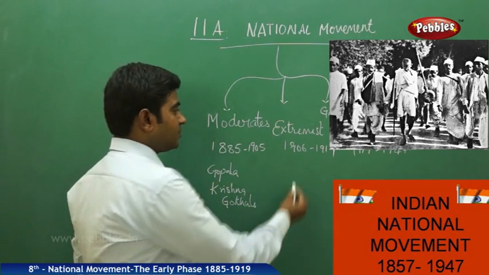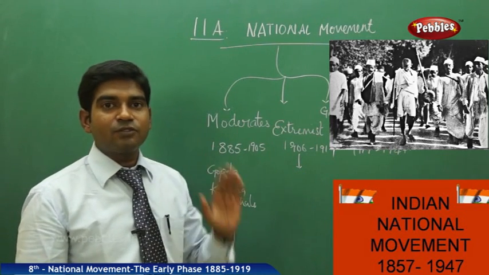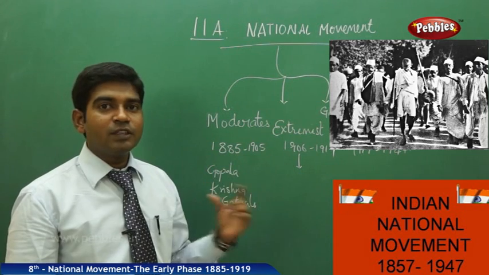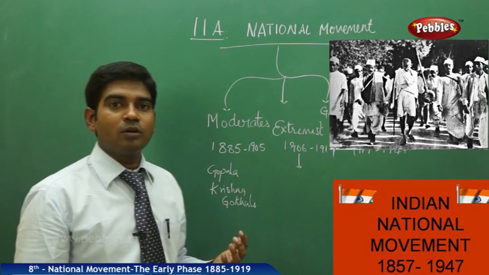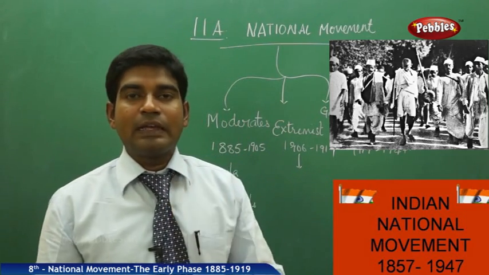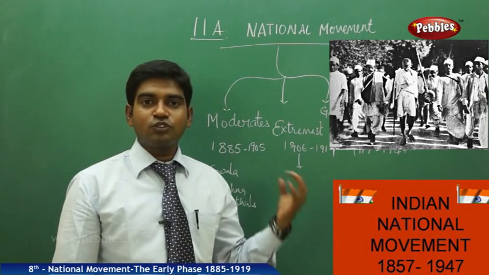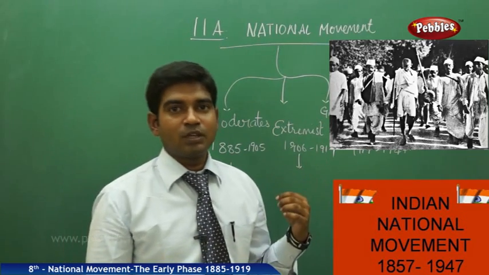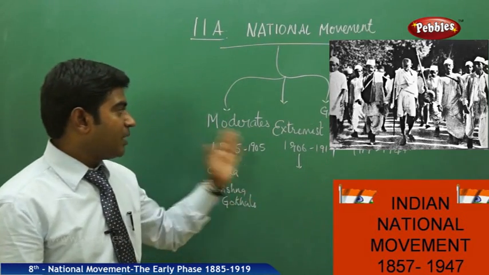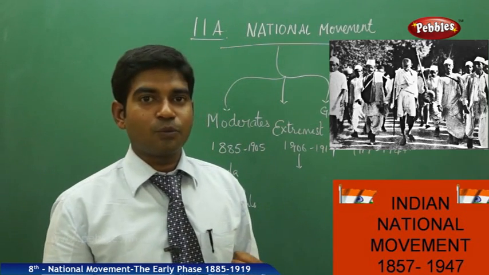Then moving on to the extremist group, these people never believed in the peaceful petition method. They believed completely in the ideology of throwing bombs, creating terror, and making the Britishers afraid by killing them. In this way, they started. Subhash Bose and others come under the category of extremist groups, and we also have Bhagat Singh falling under the extremist group.